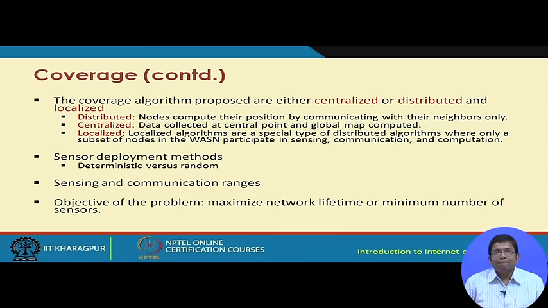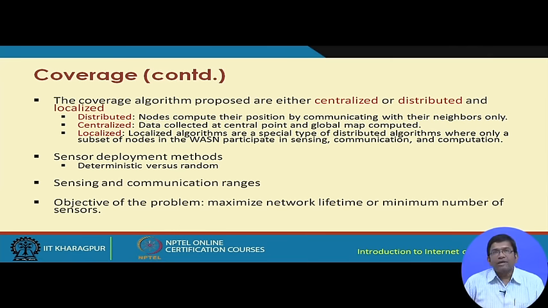So this coverage problem can be addressed either using centralized algorithms, or using distributed algorithms, or using localized algorithms. In the distributed version of the problem, every node computes its position by communicating only with its neighbors. In the centralized version, the data are collected at a central point and a global map is computed. And in the localized version, it is sort of a variant of the distributed algorithm where only a subset of the nodes in the sensor network participate in sensing, communication and computation.